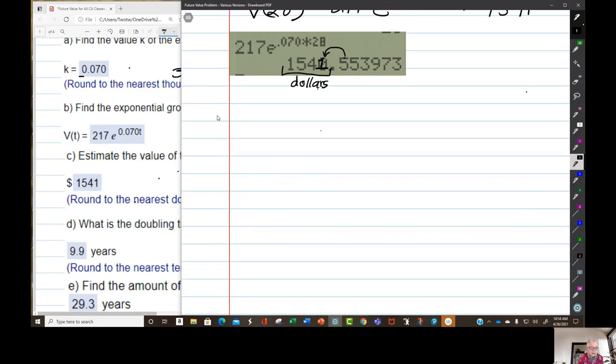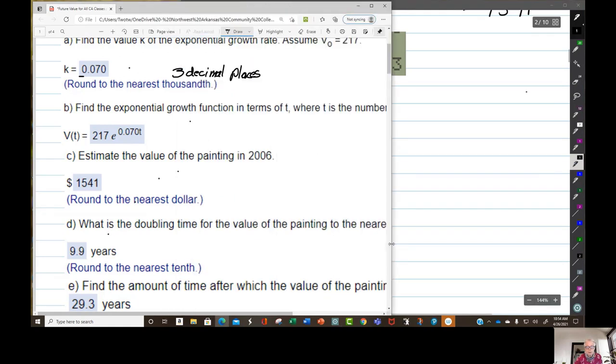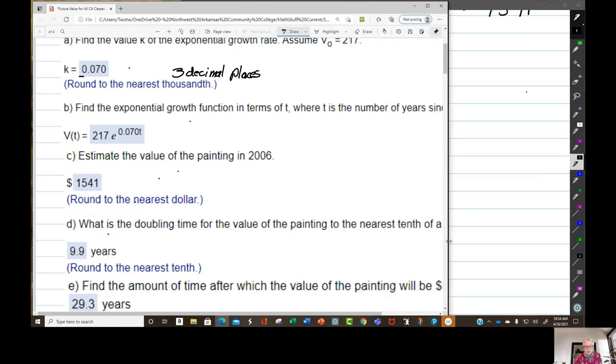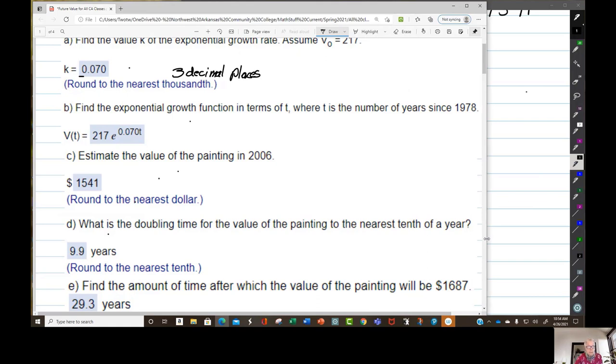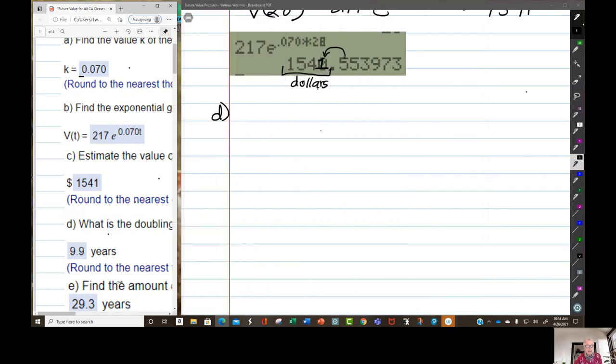Okay, part D. What is the doubling time for the value of the painting to the nearest tenth of a year? That's one decimal place. They say 9.9. Let's see what we get. What is the doubling time?